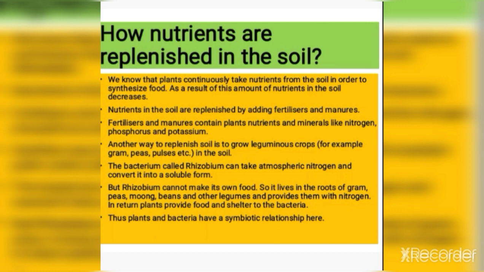Another way to replenish soil is to grow leguminous crops, for example, gram, peas, pulses. The bacterium called Rhizobium can take atmospheric nitrogen and convert it into a soluble form. As we know, nitrogen is available in the air, but plants cannot take nitrogen directly from the air.